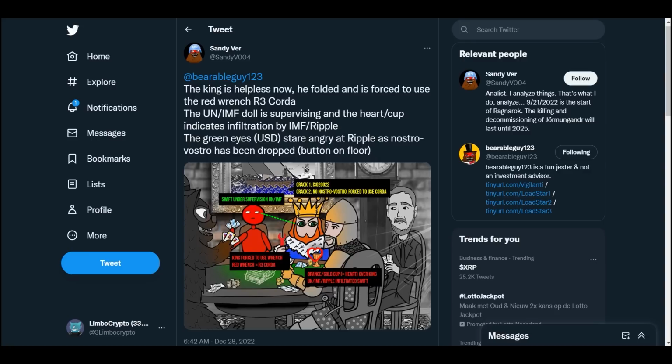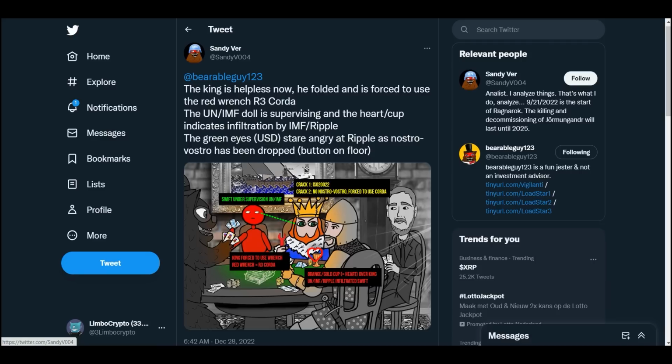Here we have the king is helpless now. He folded and he is forced to use the red wrench Corda. So this deciphering, this decode is very interesting, guys, because he's giving everyone a purpose and telling what everyone is doing. So the king is helpless now. He folded and is forced to use the red wrench R3 Corda, right?